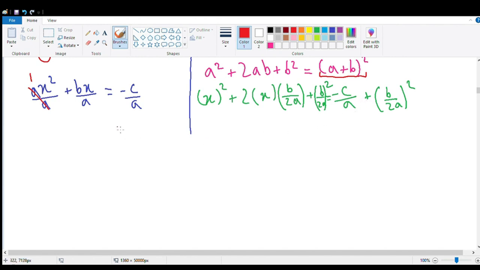Remember that. So we're just gonna write this as a squared plus 2 into x into b over 2a plus (b over 2a) squared, like a plus b whole squared. So we're just gonna write a. What is a over here? x, and then b is b over 2a, squared, equal to minus c over a.